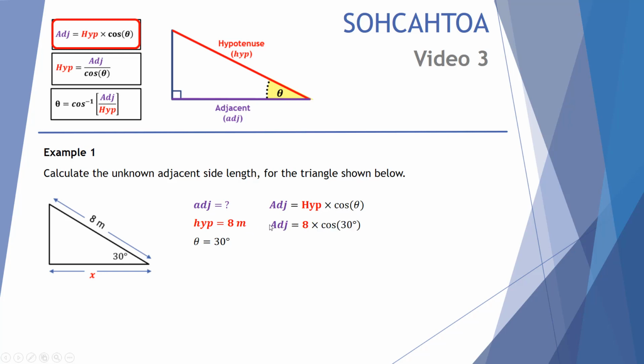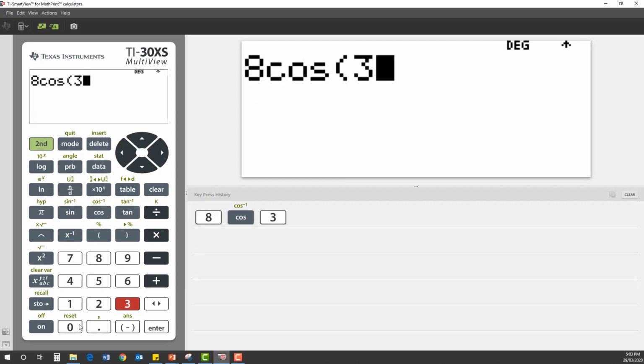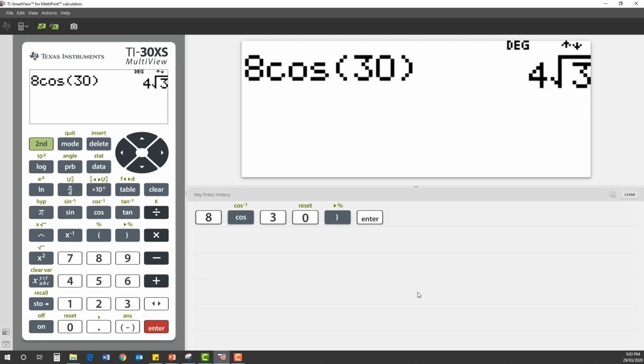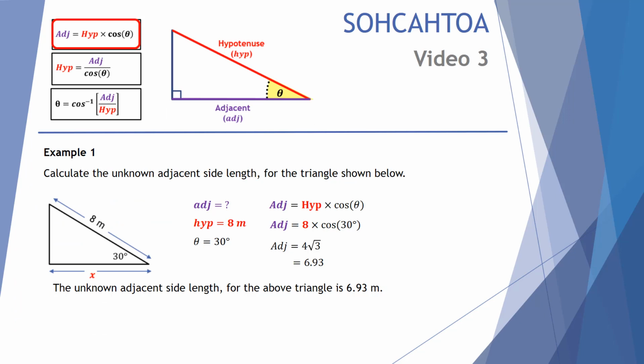Let's now slot in our values. The hypotenuse was 8 and the angle was 30. Let's calculate these now in a TI calculator. We enter 8 cosine of 30, enter, and we get a value of 4 root 3. We press our conversion button and it returns it back to a decimal of 6.928. So to answer this question, the unknown adjacent side length for the above triangle is 6.93 meters.